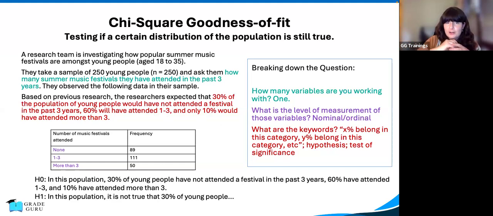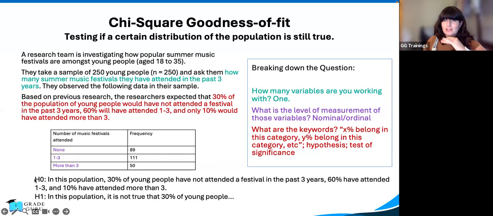Okay, as you can see, the variable that's involved here is how many summer music festivals young people have attended in the past 3 years. That's one variable, okay? And that one variable can have multiple categories. So if you look at the table, this particular variable has 3 categories, and the population is distributed amongst those 3.